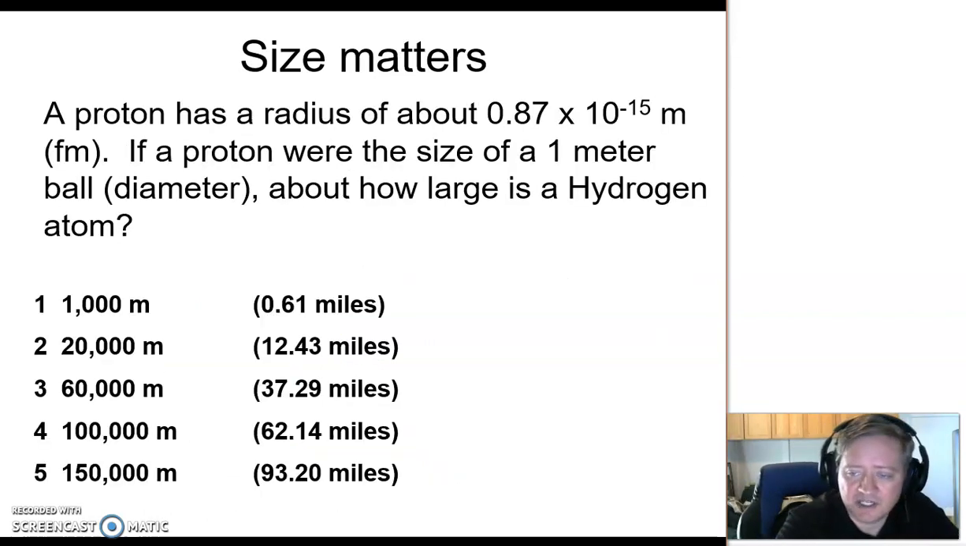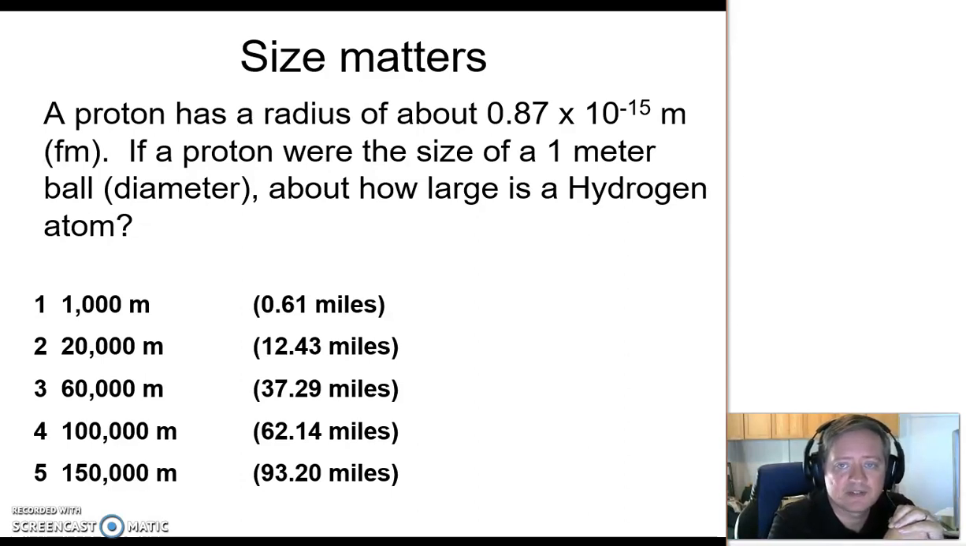Now, again, size matters. We talked about scale in astronomy, but looking at scale here with chemistry, we're now looking at a really, really small level. A proton itself has a radius of about 0.87 times 10 to the negative 15th meters. If the proton were the size of a 1 meter ball, how big would the hydrogen atom be? The question is really asking: that first electron, which in hydrogen is the only electron, where would that electron be located?